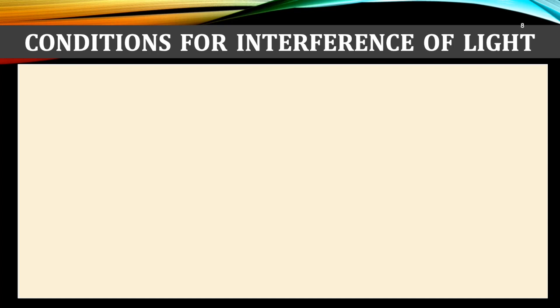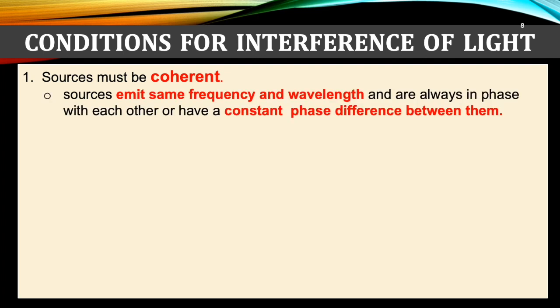Condition for interference of light. The first one is sources must be coherent, which means that sources emit the same frequency and wavelength and are always in phase with each other or have a constant phase difference between them.